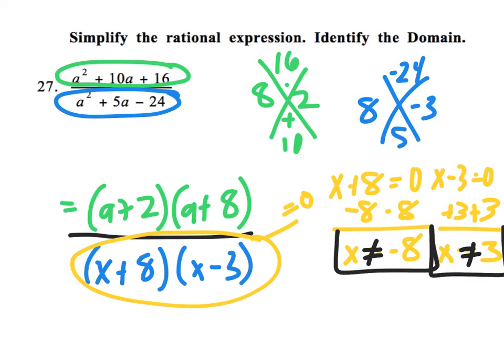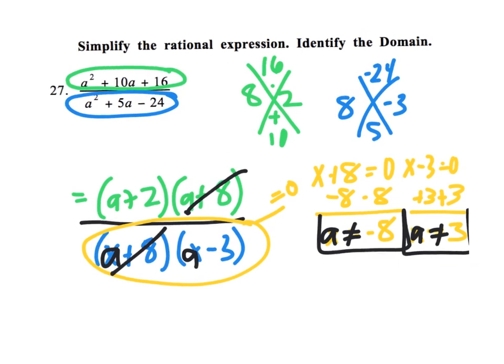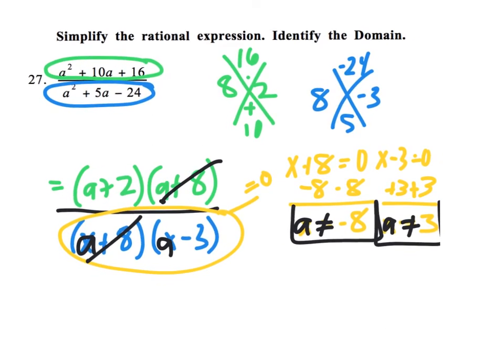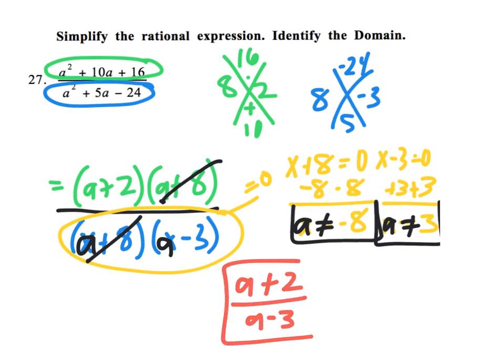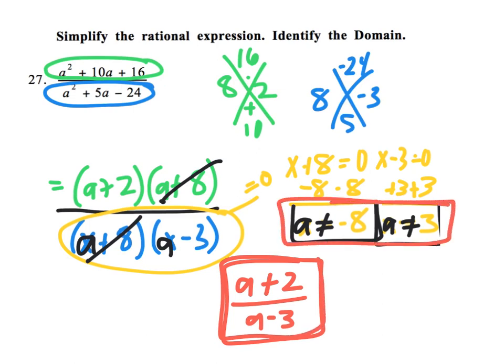Now to finish simplifying, we want to cancel out anything that shows up on the top and on the bottom. Sorry, I wrote these as x's, but they're really a's. These are also a's. We have a plus 8 on top, and we have a plus 8 on the bottom. So my final answer for this one is going to be a plus 2 divided by a minus 3. The key for this one is make sure you find your domain before you cancel anything out.